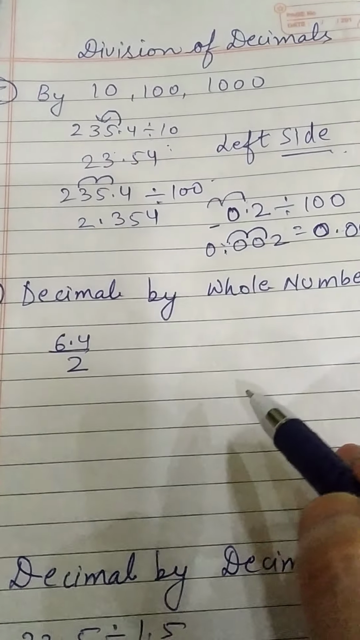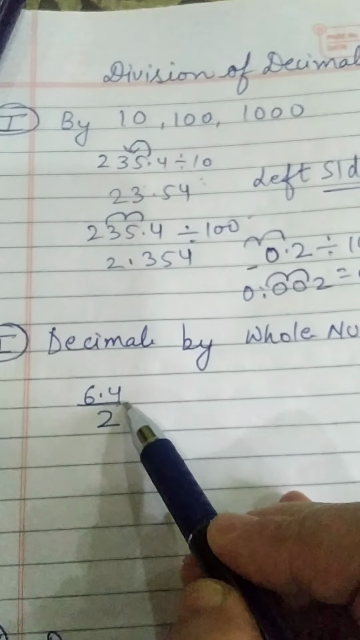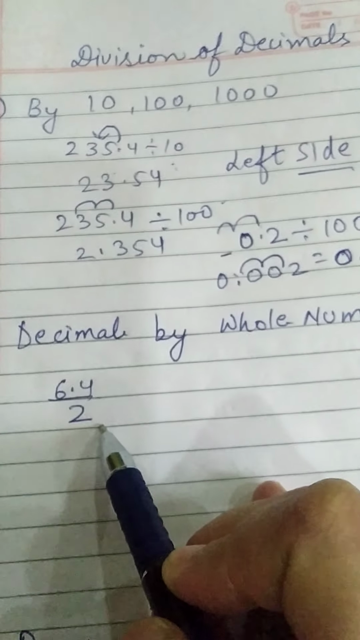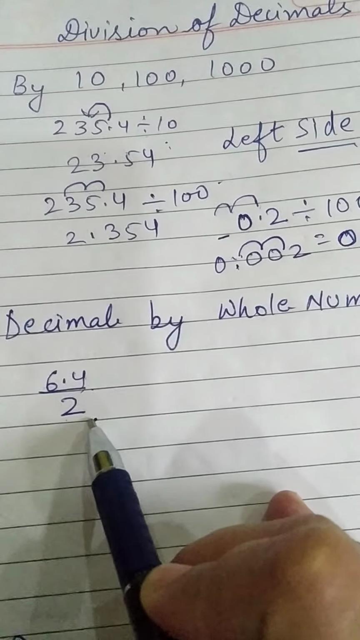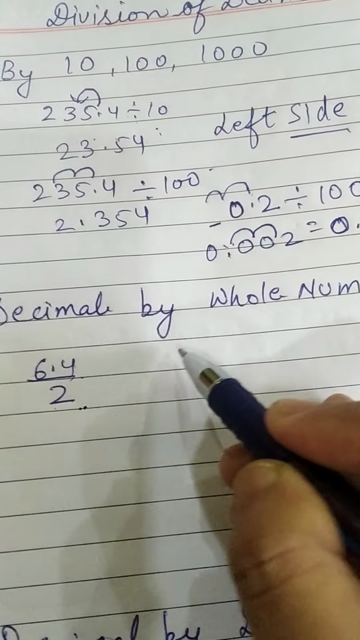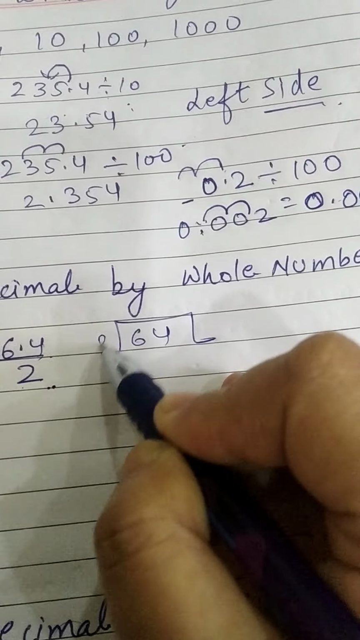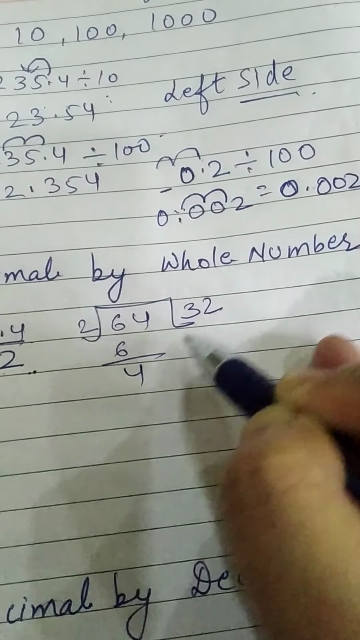Next comes decimal by whole number. When you are dividing a decimal number by a whole number, how can we do it? 6.4 divided by 2. What will you do in 6.4 divided by 2? You will remove the decimal and you will divide 64 by 2.